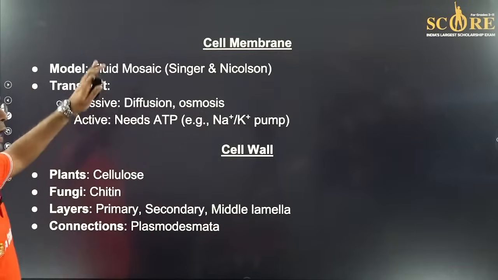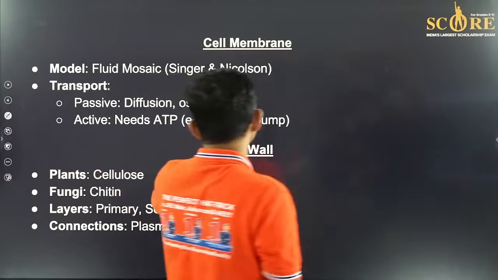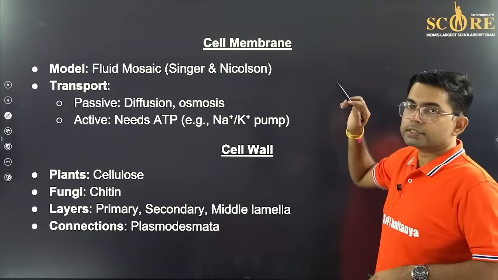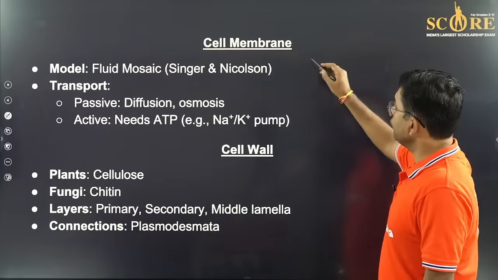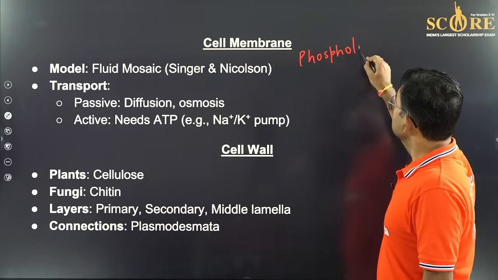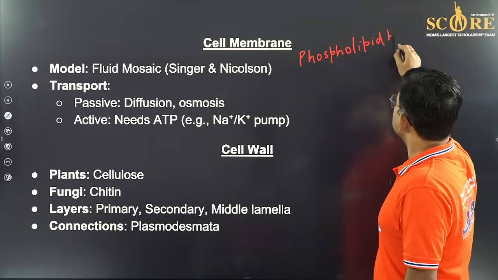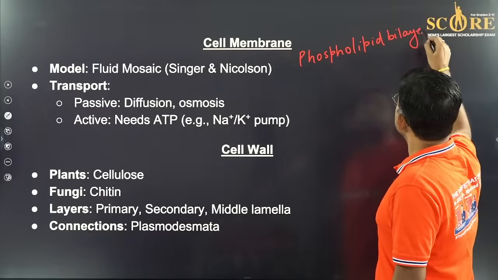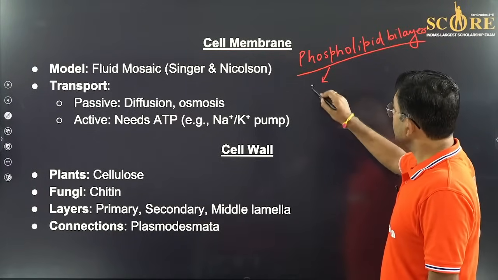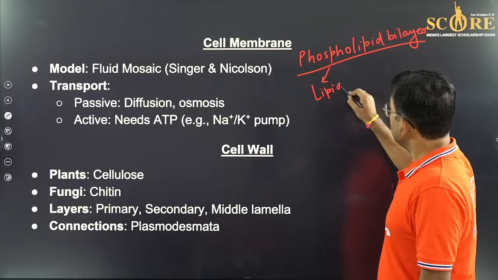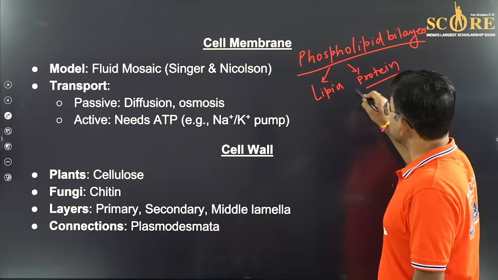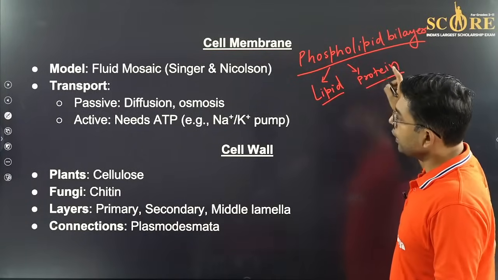Then coming to the individual cell organelle. If I say cell membrane, so cell membrane is double membranous structure, right? We call it phospholipid bilayer. Cell membrane is phospholipid bilayer. It is made up of lipid as well as protein. So we can say it is lipoprotein. It is made up of lipid and protein.